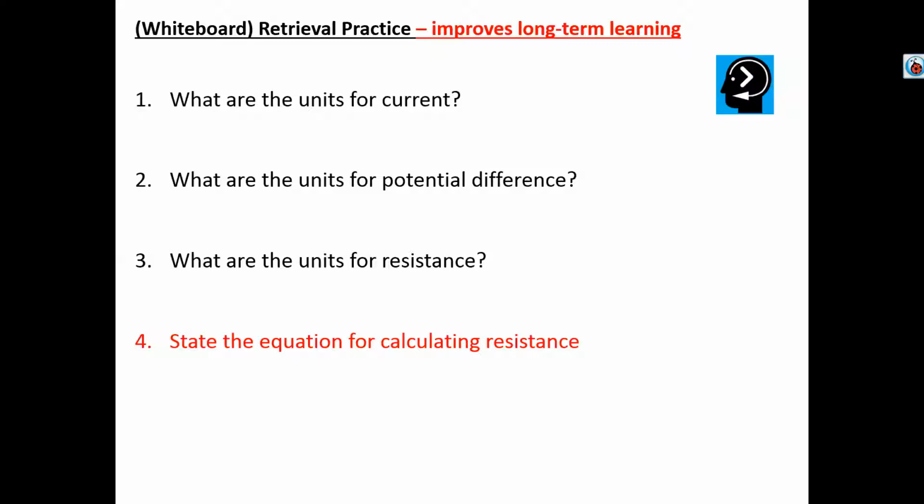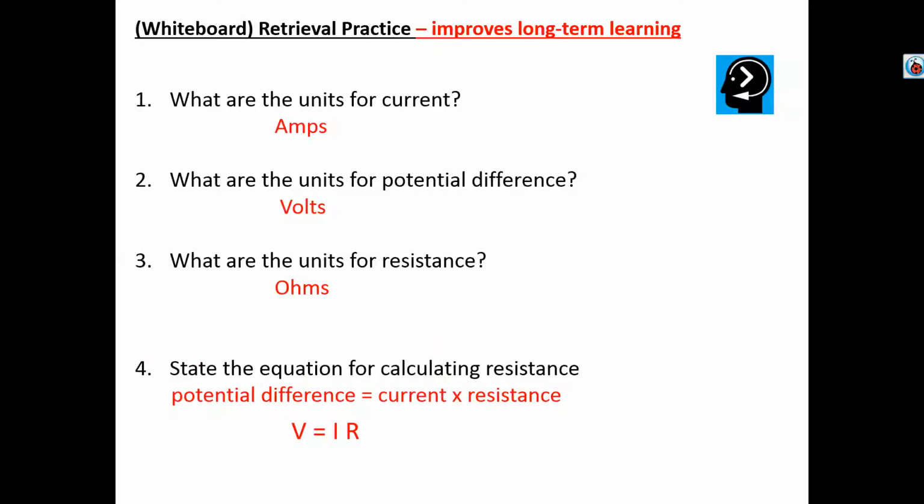Next slide. This slide is based on the work from last time. Again, have a go. Pause. Here are the answers.